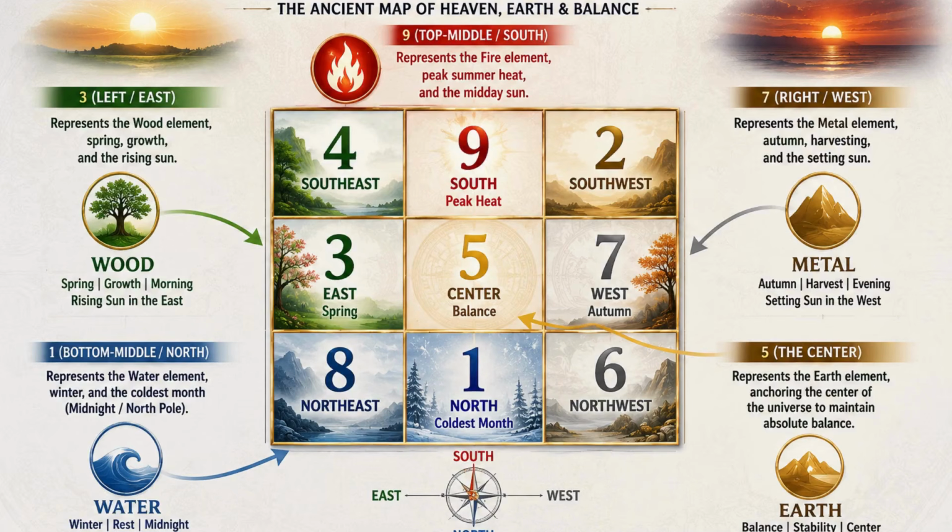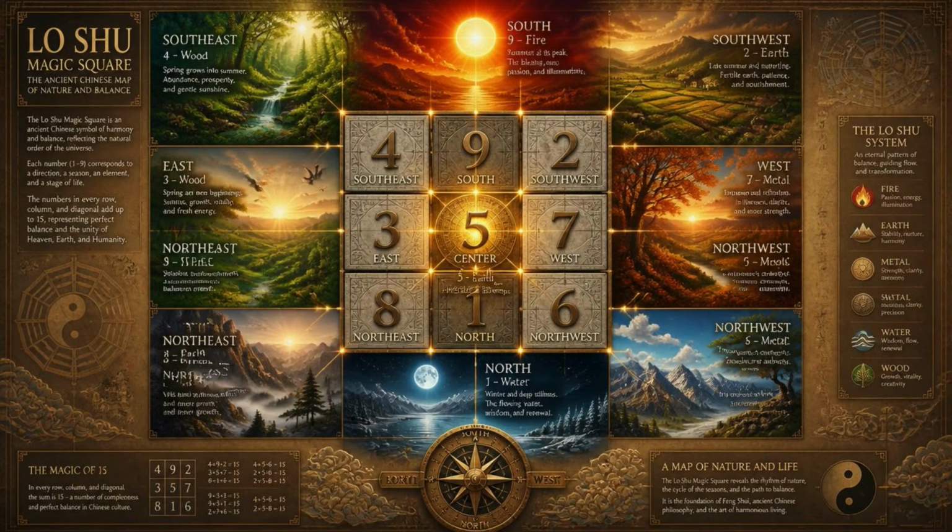In their symbolism, 1 represented winter, 9 represented the peak of summer, and 5 sitting at the center represented balance and harmony. So the Lo Shu Magic Square isn't just mathematically beautiful, it's also deeply connected to ancient Chinese culture.